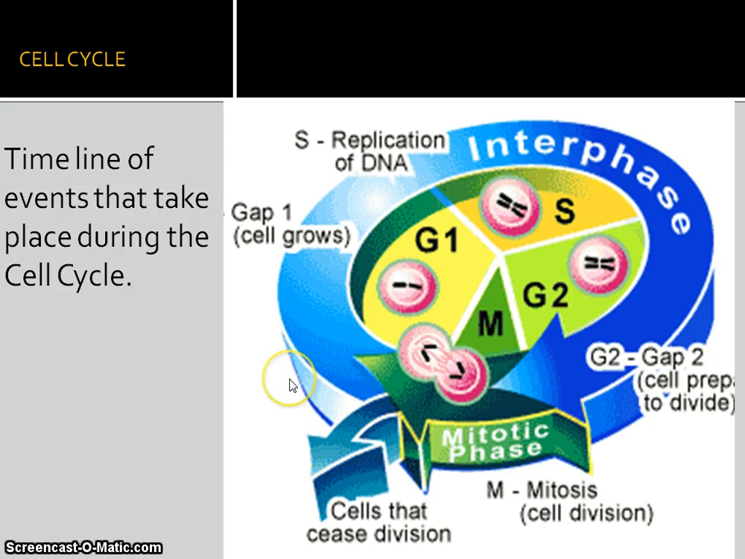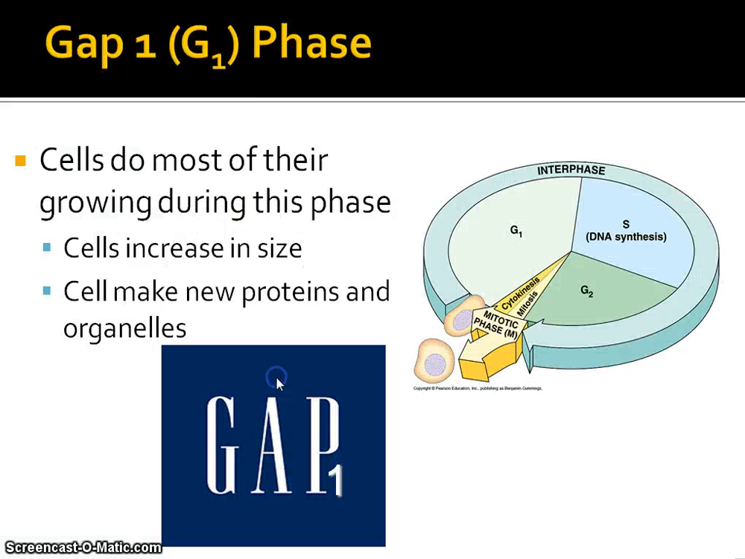Again, here's another graphic showing the timeline of events that takes place. We go G1, in which the cell grows, S, in which DNA is copied or replicated, G2, the cell prepares to divide, and then within M phase, we have mitosis and cytokinesis, where the cell actually divides. So gap 1 phase is within interphase, and this is where the cell does a lot of its growing. This is an increase in size, and this is a production of new proteins and organelles.